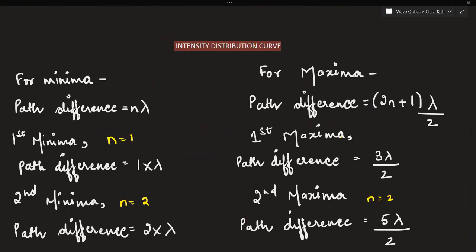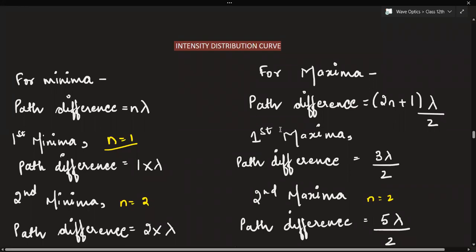See, for minima, the path difference is in multiples of lambda. It means the first minimum will be when you place n as 1. So that will give you path difference as lambda only. For the second minima, you will get 2 lambda. For the third minima, 3 lambda. For the fourth minima, 4 lambda, and so on. Similarly, for maxima, you have (2n plus 1) lambda by 2. So that will be 3 lambda by 2, 5 lambda by 2, 7 lambda by 2, 9 lambda by 2, and so on, all the odd multiples that you have.